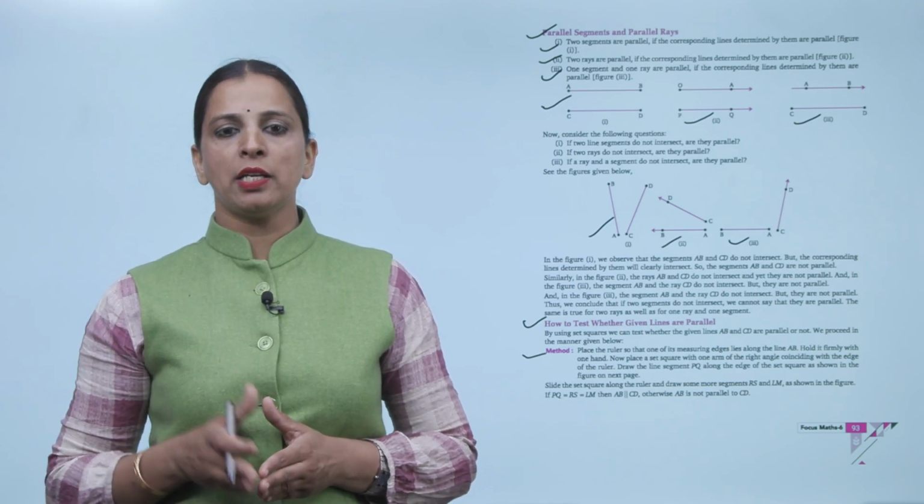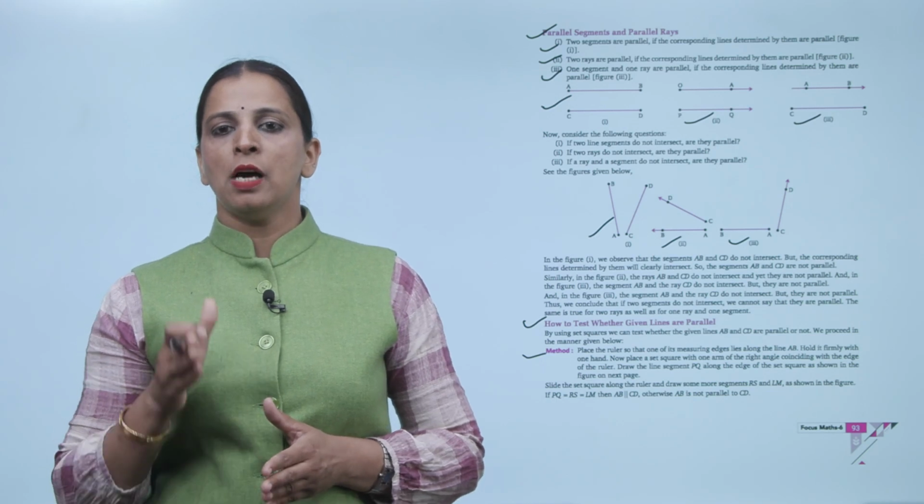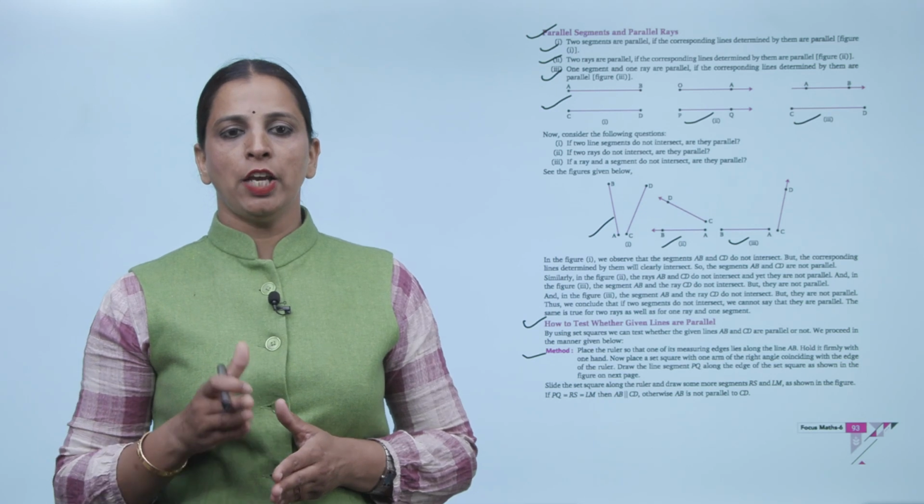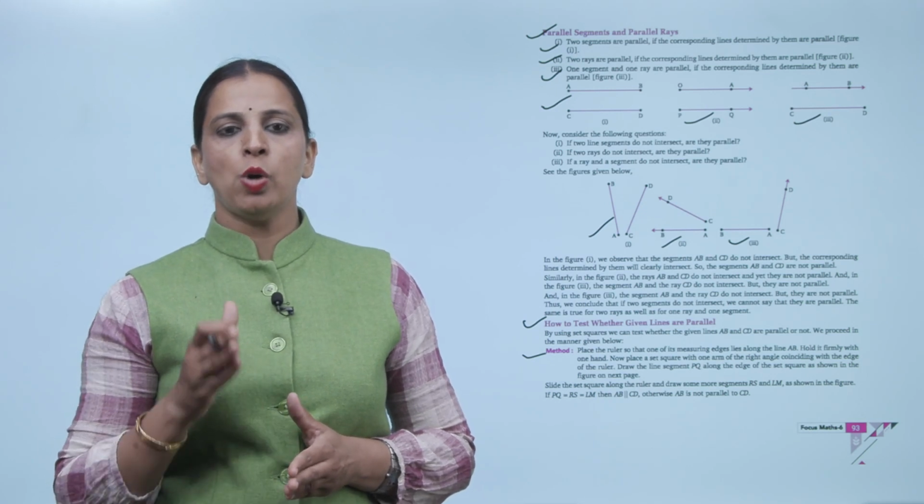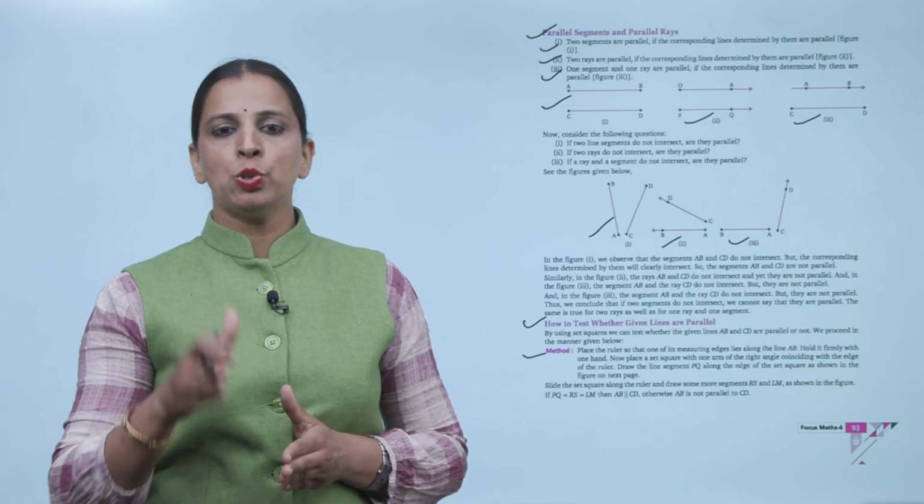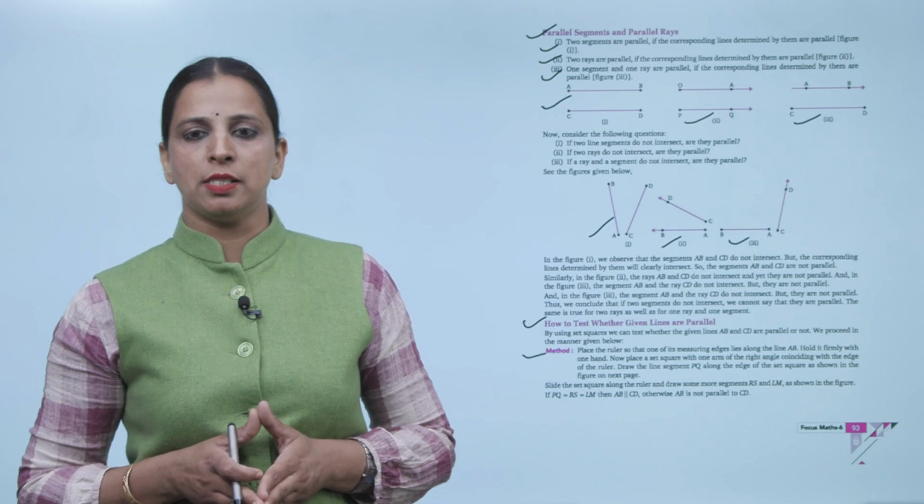Slide the set square along the ruler and draw some more segments RS and LM as shown in the figure. If PQ is equal to RS is equal to LM, then AB is parallel to CD, otherwise AB is not parallel to CD.